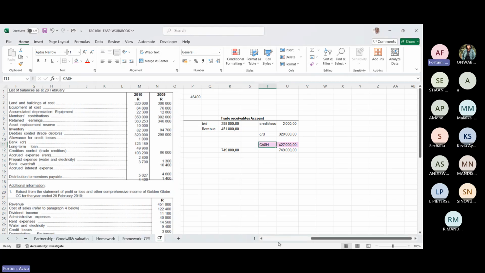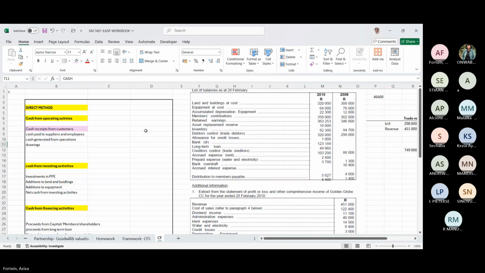Okay, so now we know that our figure is 427,000. And that's why I say we rather work with frameworks, rather work systematically, and we do accounting like this. Okay, so you study this. You're going to study your cash receipts from customers in the form of a T account. Now do the same T account, and I want you to do cash paid to suppliers. It is now 1953. I will give you a solid 5-6 minutes.